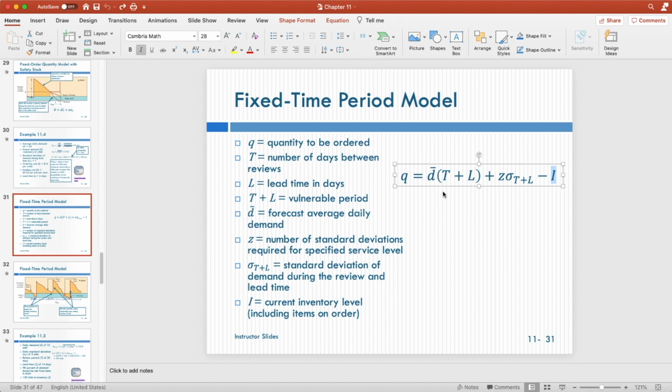Conceptually, you may have the question: when we talk about the time, no matter whether it's T or L, it's about time, right? We are not using T, and we are also not using L. We are using T plus L. What's the reasoning behind this? Think about it. Why, in the fixed time period model, are we not using just T or just L, but T plus L?